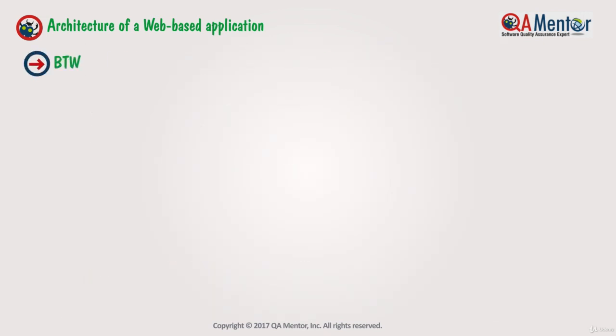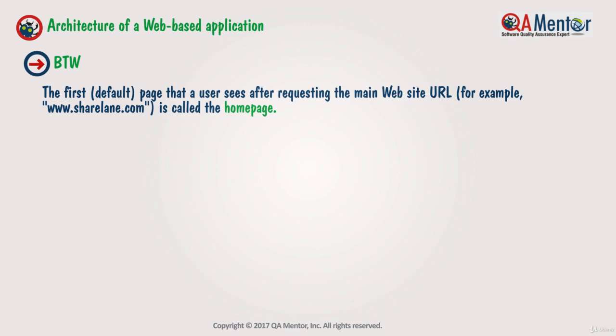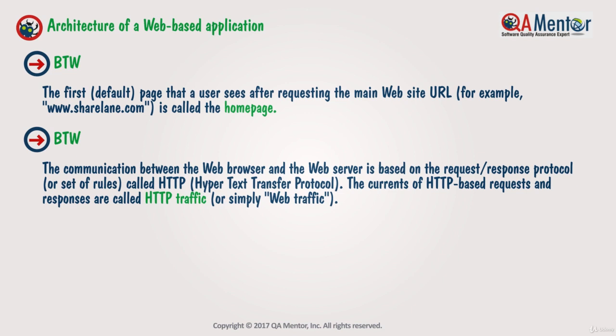By the way, the first or default page that a user sees after requesting the main website URL, for example www.sharelane.com, is called the home page. By the way, the communication between the web browser and the web server is based on the request-response protocol, or set of rules, called HTTP, or Hypertext Transfer Protocol. The currents of HTTP-based requests and responses are called HTTP traffic, or simply web traffic.